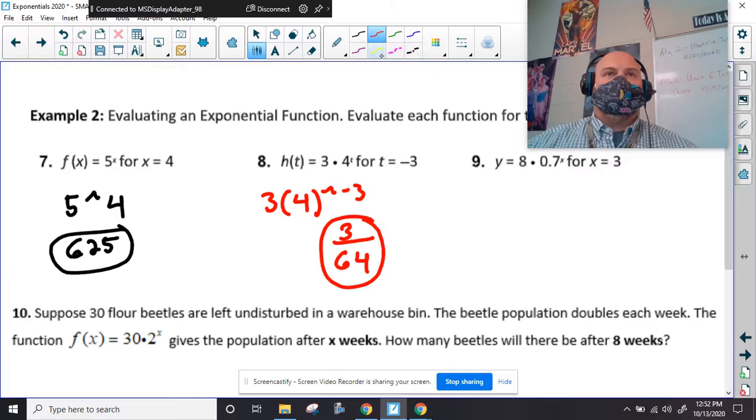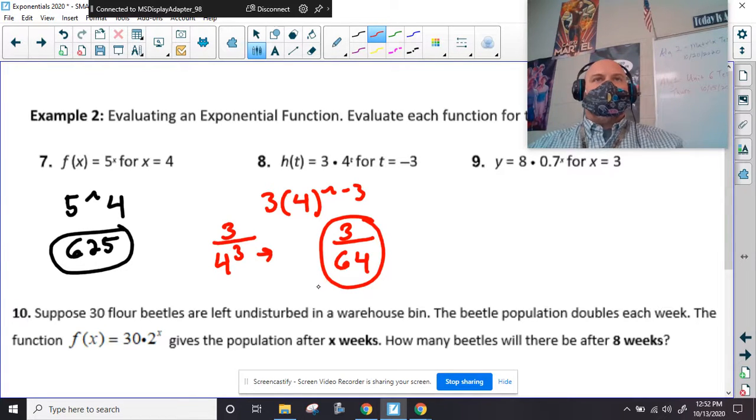Yes? You don't understand how I got 3 over 64? Okay. Did you use your calculator? Okie dokie. Well, I can break it down. This would be 3 over 4 cubed because that's a negative exponent right there. And it moves it to make it positive. You move it down to the denominator. So 3 stays the same. 4 cubed is 64. Okie dokie.